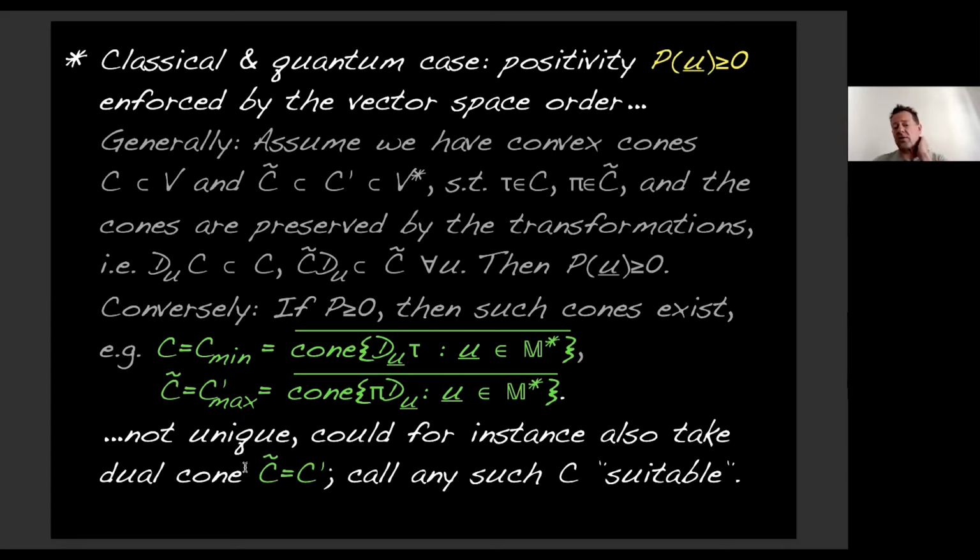So those cones are not unique. That's one of the problems of the undecidability. You have to find this cone. So this is the undecidability of the P larger or equal to zero of Sontag, which is really about finding or excluding the possibility of such a pair of convex cones.